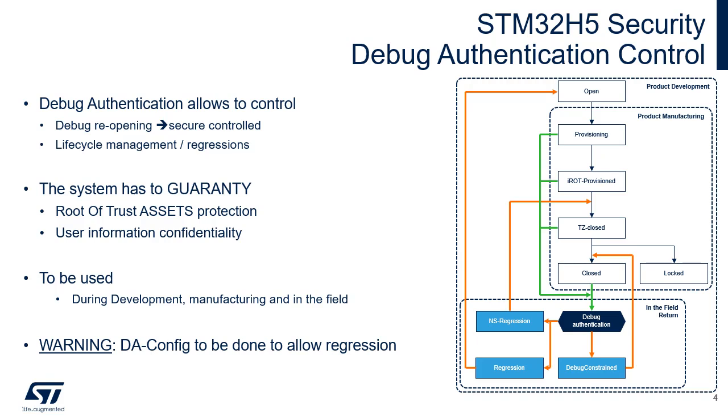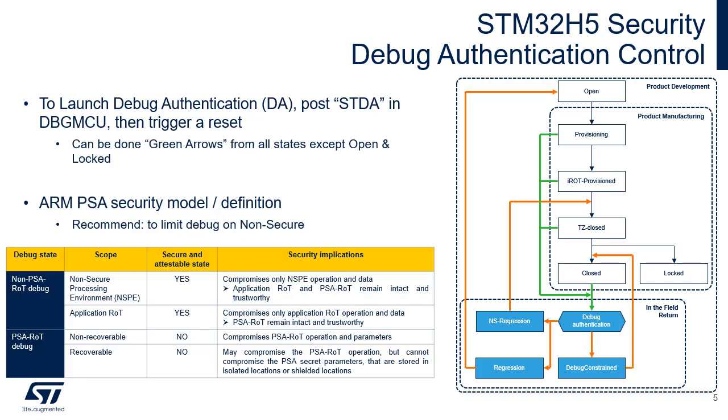The debug authentication configuration must be done only when the product state is provisioning. It cannot be performed when the product state is open. The transition to debug authentication state can be performed from provisioning, IROT provisioned, TZ closed and closed product states, as indicated by the green arrows in the figure. The transition is caused by writing the STDA string of characters into the DBGMCU register and then triggering a reset.